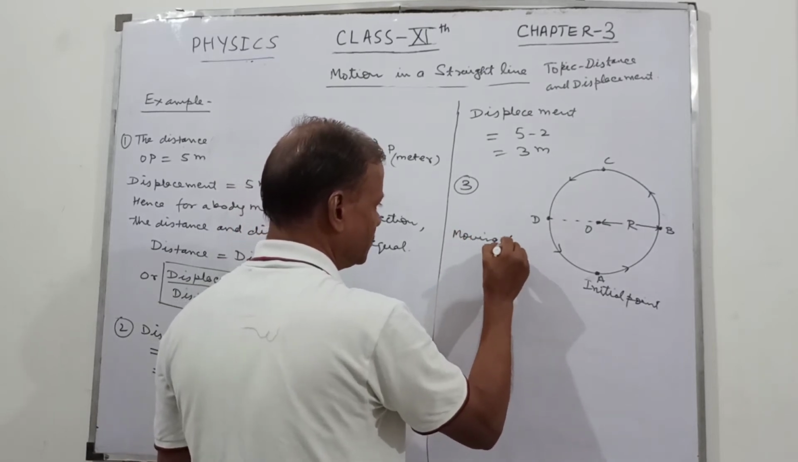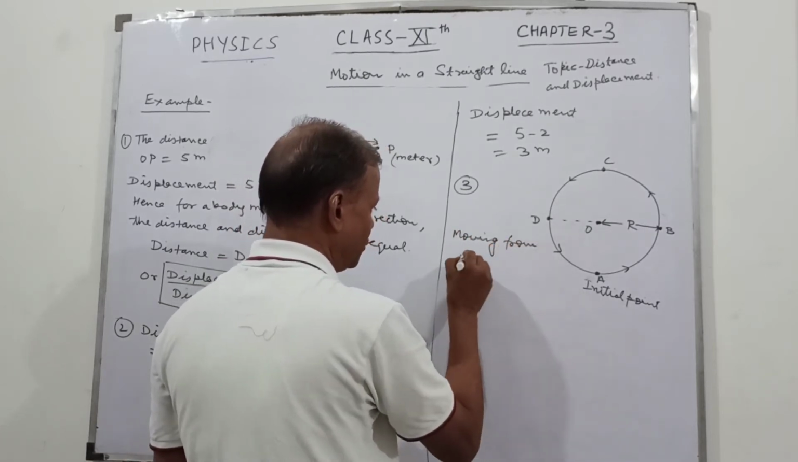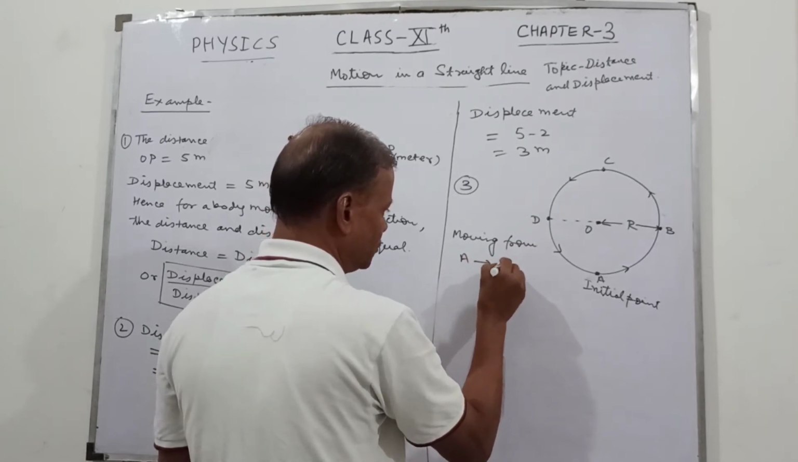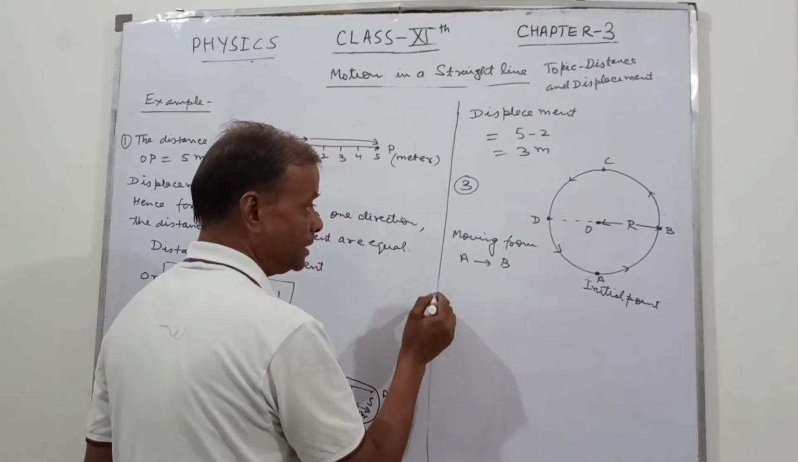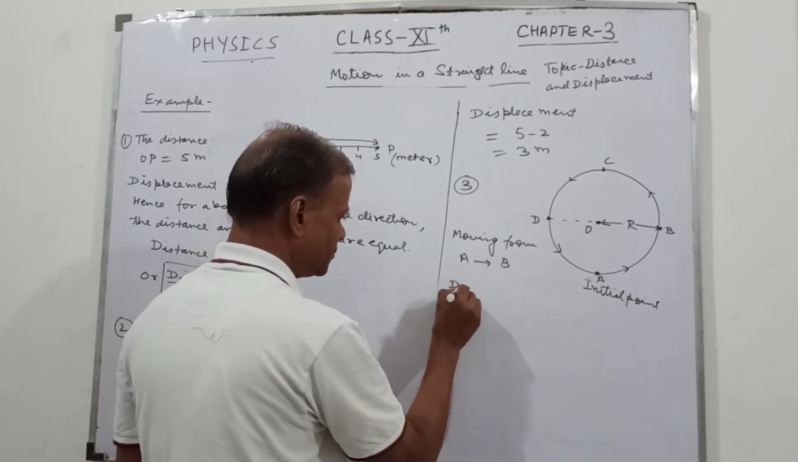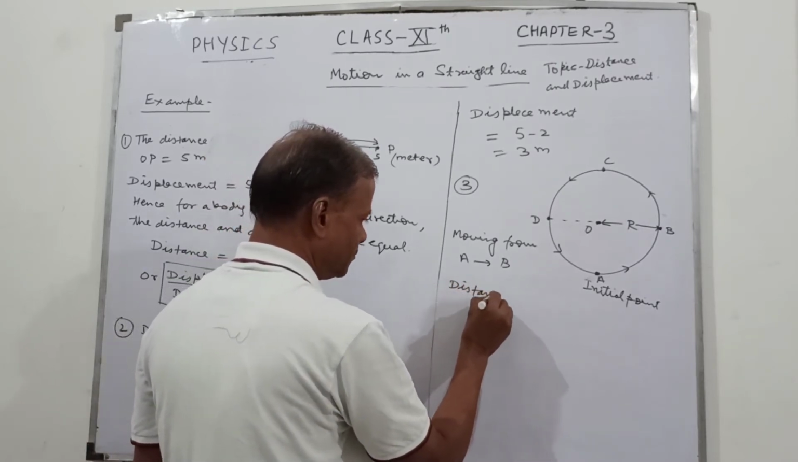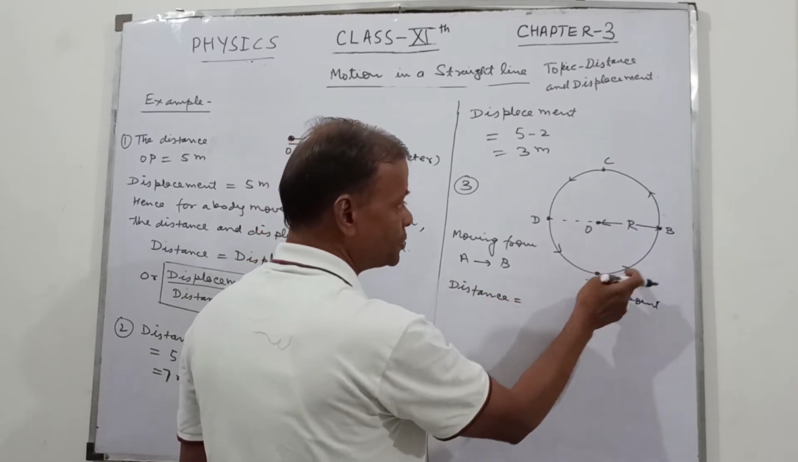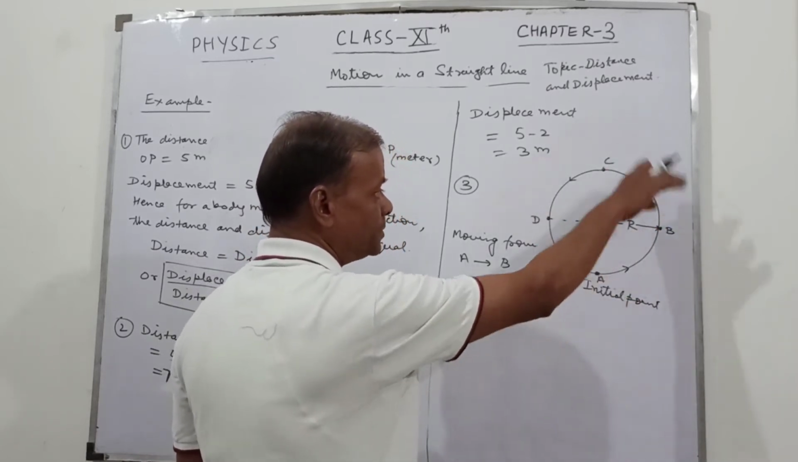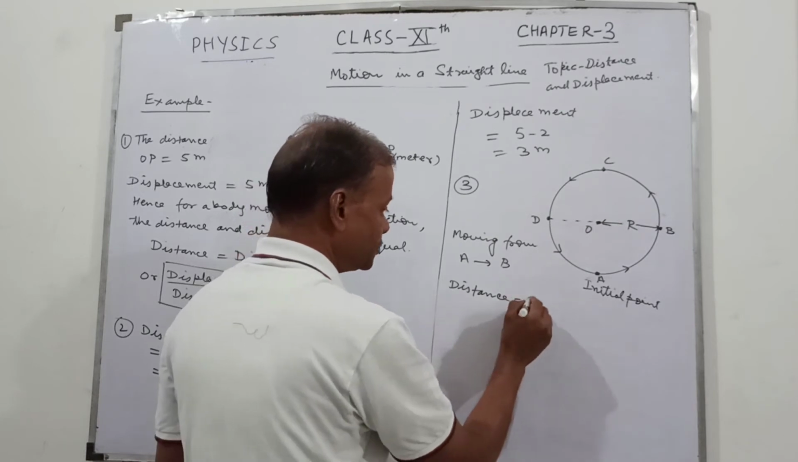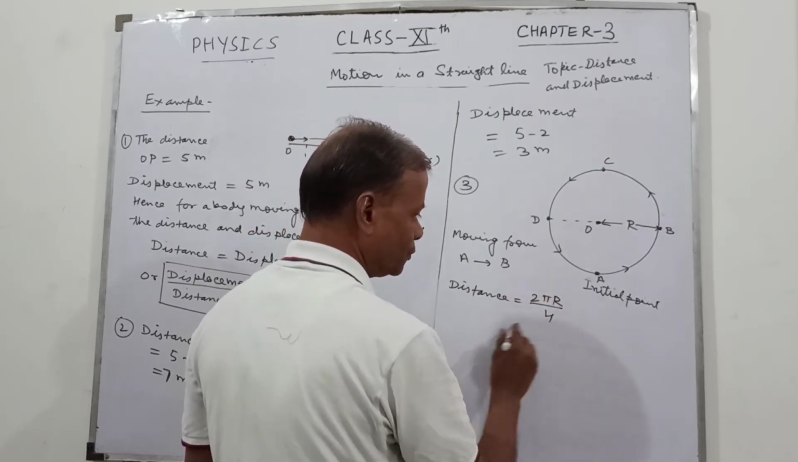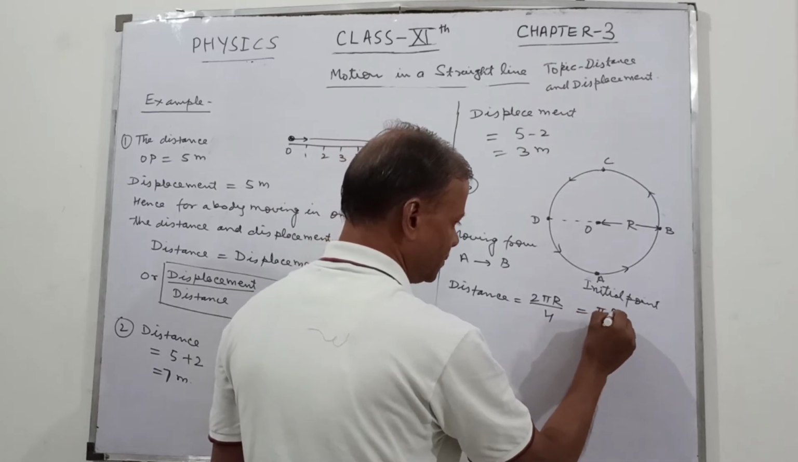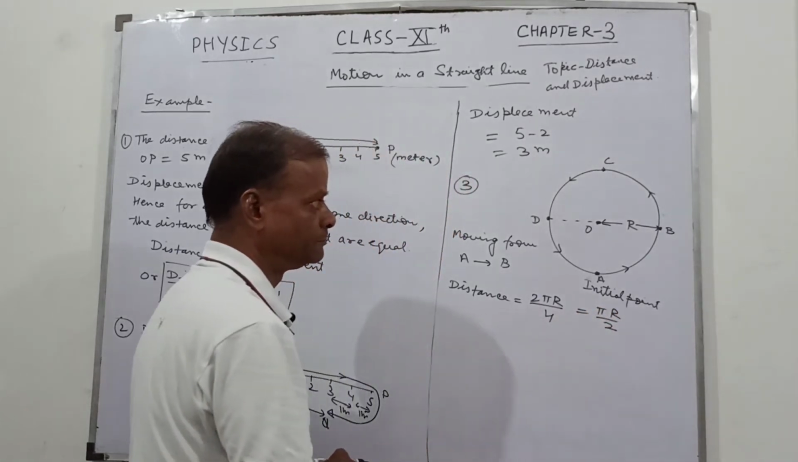Moving from A to B. What will happen here? The distance in this path is 1/4 of this circumference. So this is now 2 pi r upon 4. So this is now your pi r upon 2.